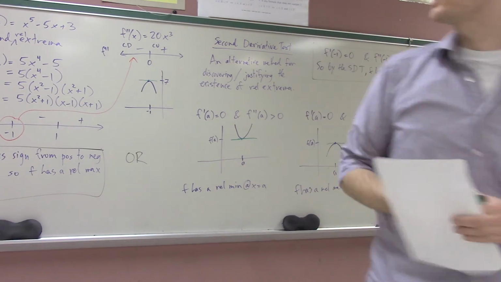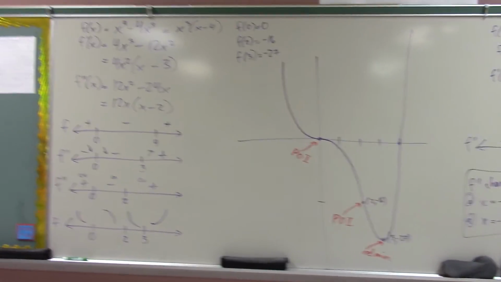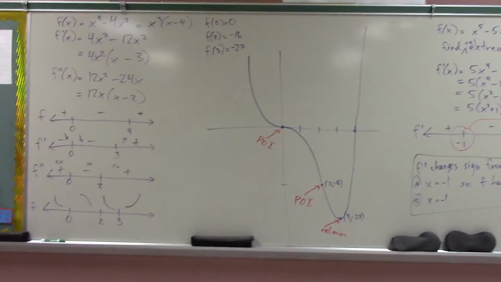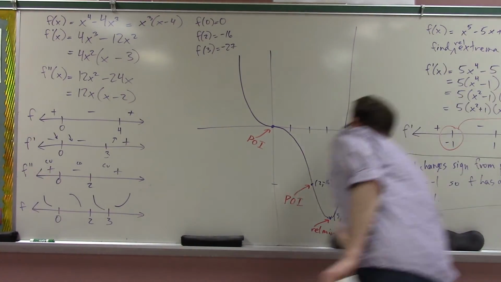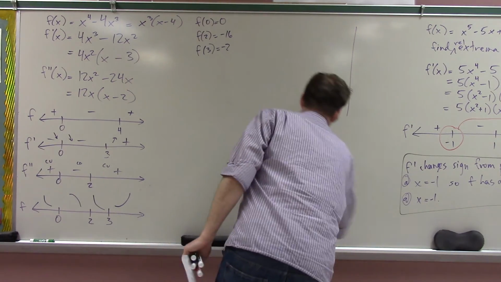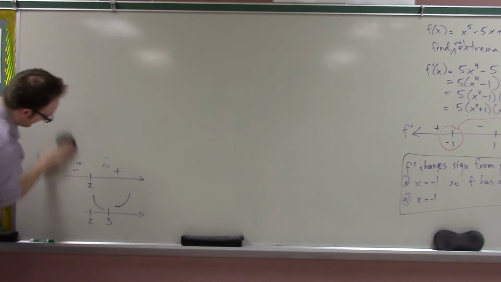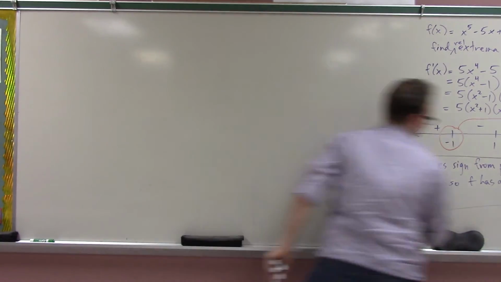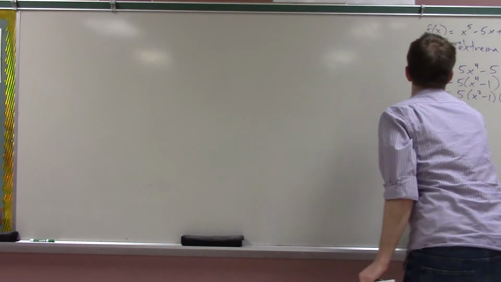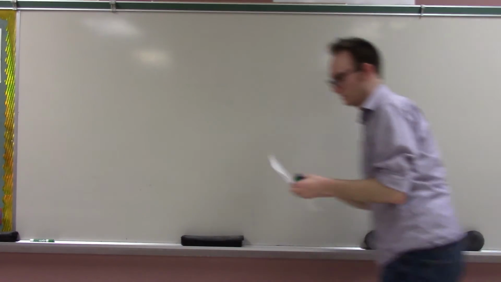So, I think we should do one more quick example of this. So let's take the function x e to the x, and let's find the relative extrema using the second derivative test. Okay, so here is the function. f of x is x e to the x.